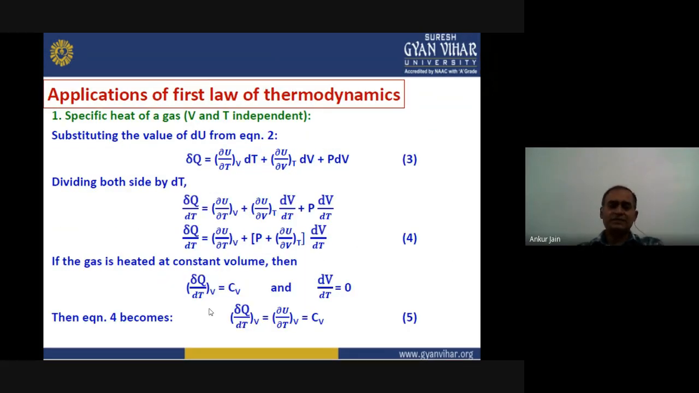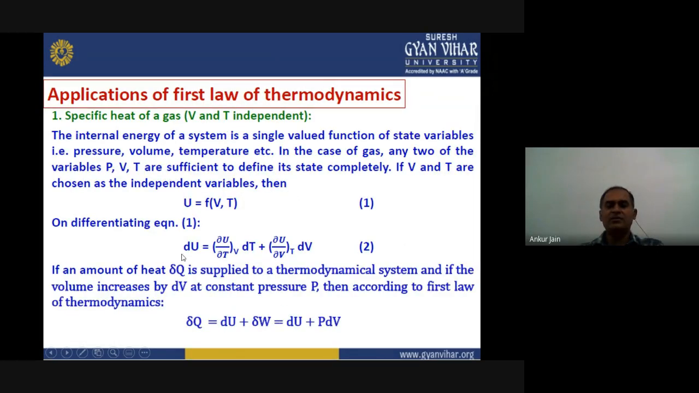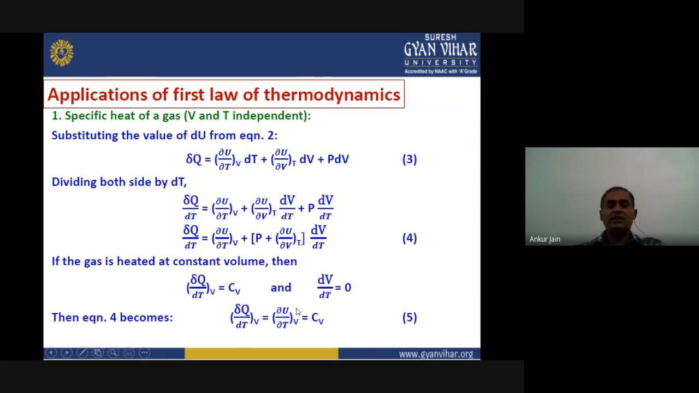Now, if we substitute the value of dU from equation 2, we have already got the value of dU. If we put this value in this equation, what we get is del Q is equal to del U upon del T at constant volume into dT plus del U upon del V at constant temperature into dV plus P dV should be as it is.